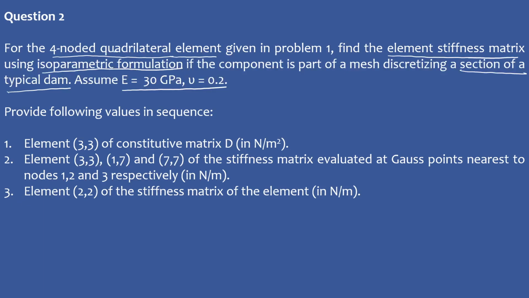It has been given to you, it is a four noded quadrilateral element. Then you need to find the element stiffness matrix using the isoparametric formulation. So accordingly you need to use the Jacobian in this part, and the component is part of a meshing discretizing. The particular thing is the section of a typical dam. So when we say section of a typical dam, what kind of problem are we dealing with? The problem we are dealing with is a plane strain problem.